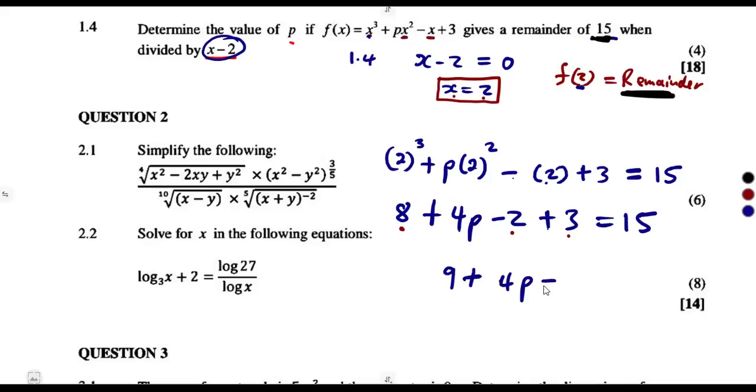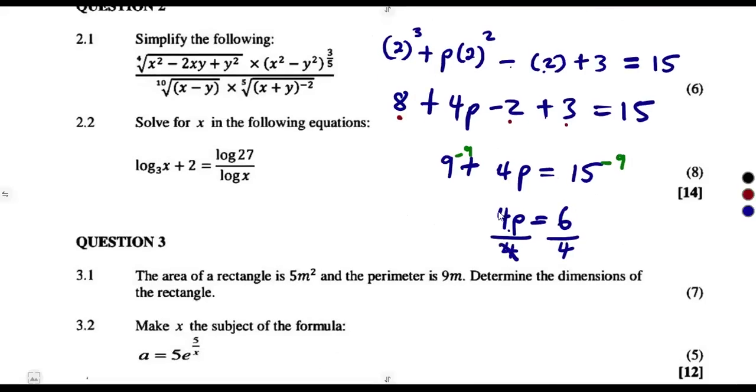9 plus 4p is equal to 15. This is a linear equation, guys. Nothing complicated here. So take the 9 to the other side, or subtract 9 on both sides. So this will cancel. You remain with positive 4p, which is equal to 15 minus 9. That's a 6. So you can find p by dividing by what? By 4. Since this is a multiplication, you can easily divide by 4, just like that.